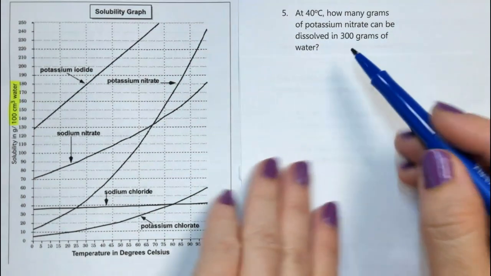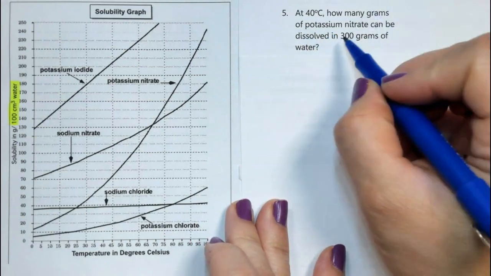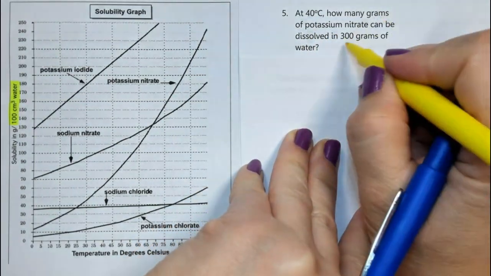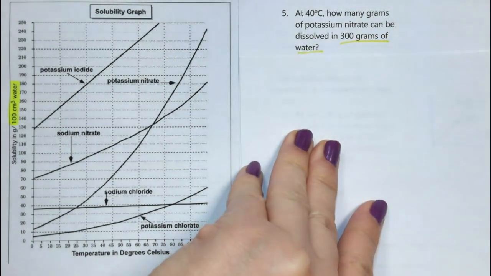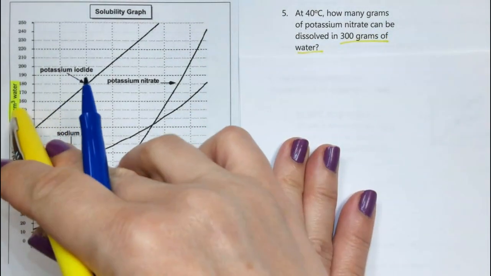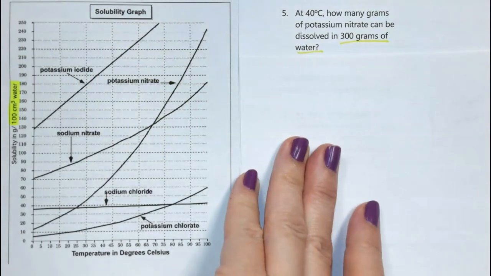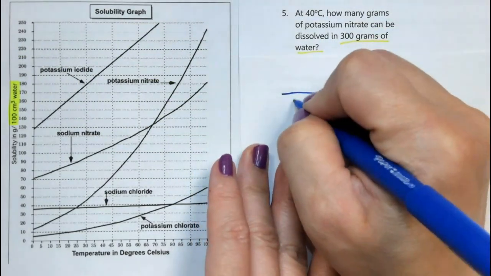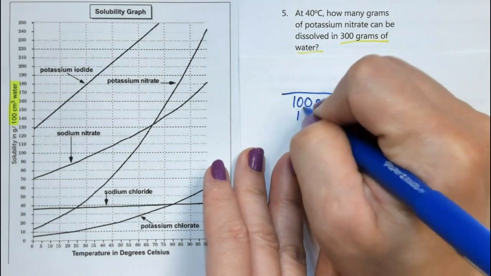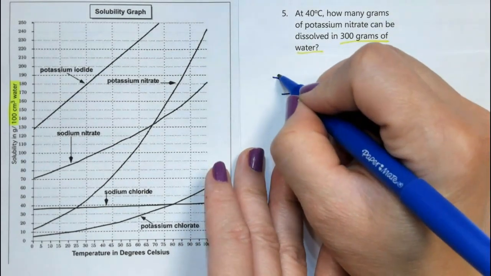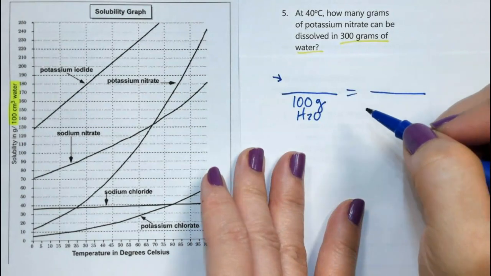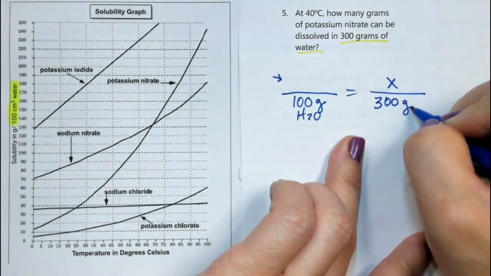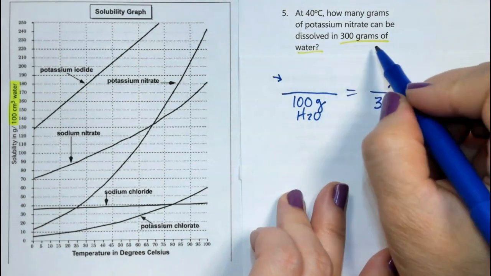So for number 5, we are going to need a proportion because we are dealing with not 100 grams of water, but 300 grams of water. Remember, the graph tells us how much is in 100 grams of water. So we're going to have to do a proportion, and the question is, in 100 grams of water, how much is going to make it saturated? Got to use the graph to figure that out. And then we'll scale it up: how much in 300 grams of water, which is how much the question asked for.